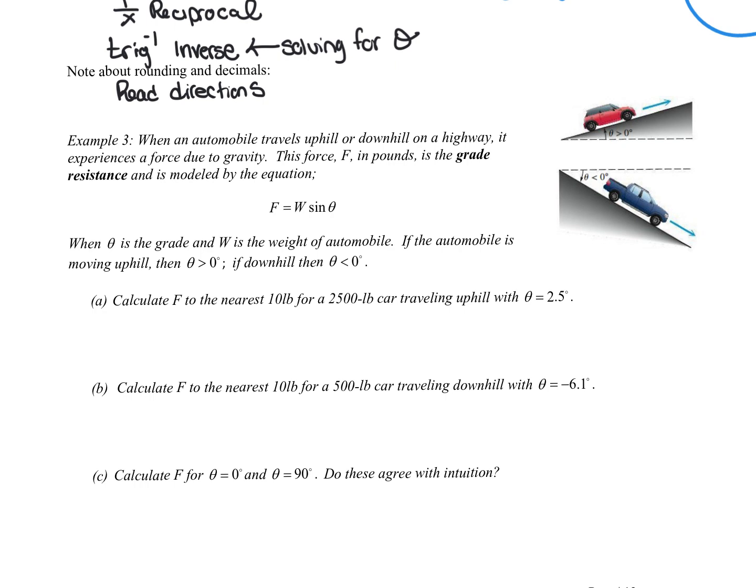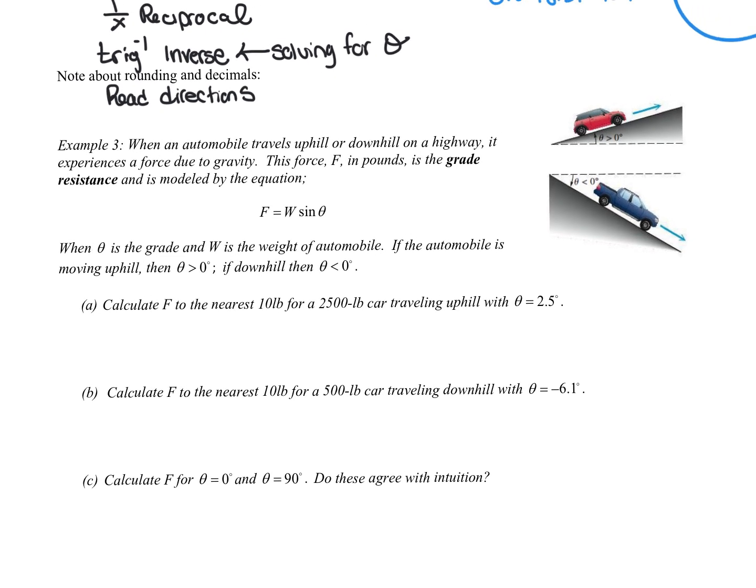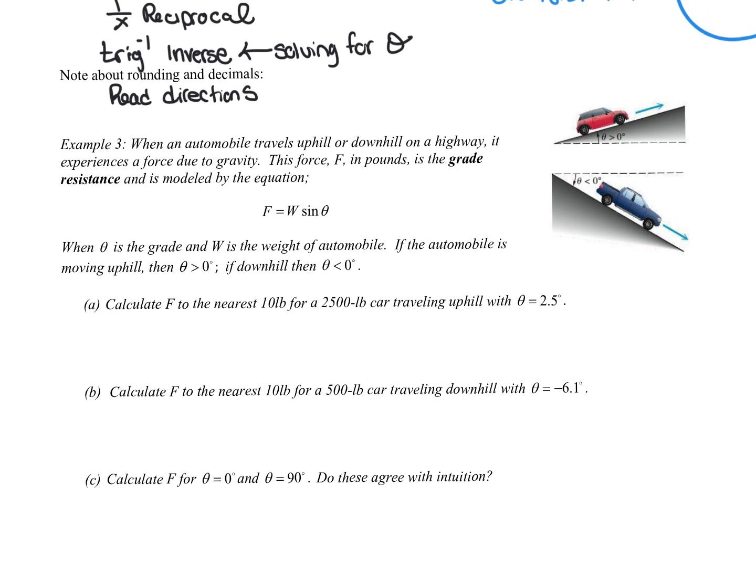So when you go down the hill, the earth is pulling on the car more, so it accelerates. But when you're trying to go up, there's more resistance, and it's harder for the car to go up the hill. You need more acceleration. When theta is the grade and W is the weight of the automobile, if the automobile is moving uphill, then theta is greater than 0. If the automobile is going downhill, it's less than 0, because we measure everything from this positive x right here. So going this way is a positive theta, and going this way is a negative theta. Calculate F, the force, to the nearest 10 pounds.